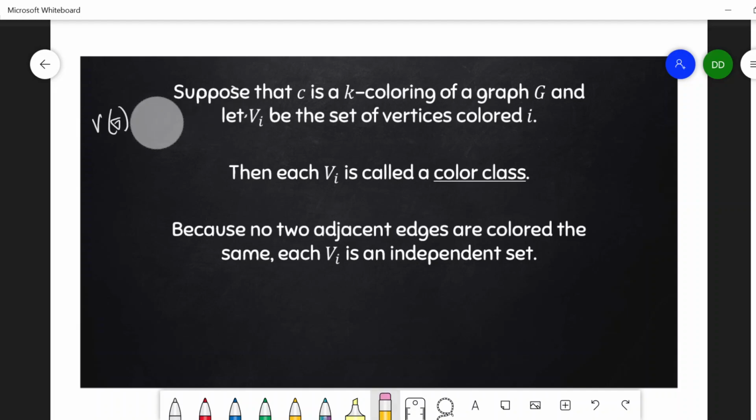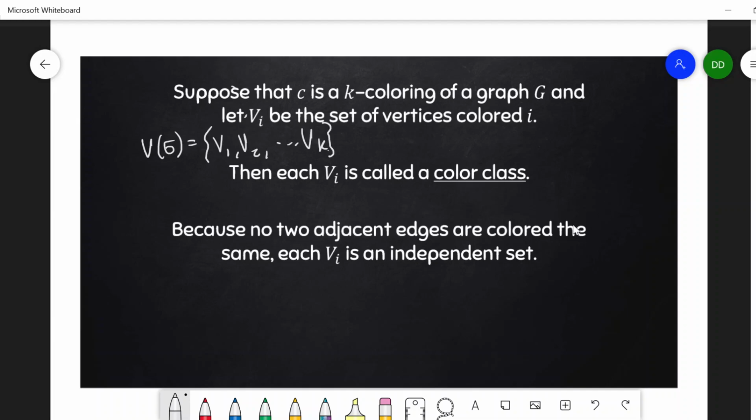I'm sorry, this is bothering me. I'm just going to redo this. Sorry, bear with me, folks. The vertex set of the graph is, right, we're partitioning it up into these color classes, V1 up through VK.